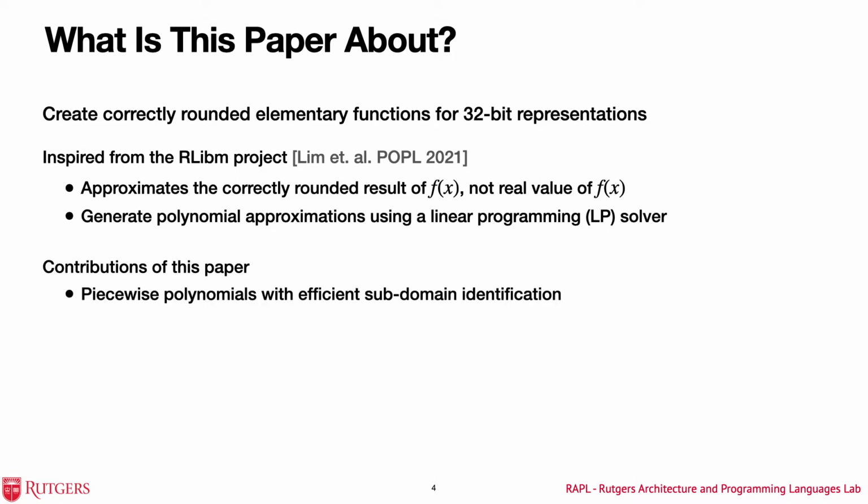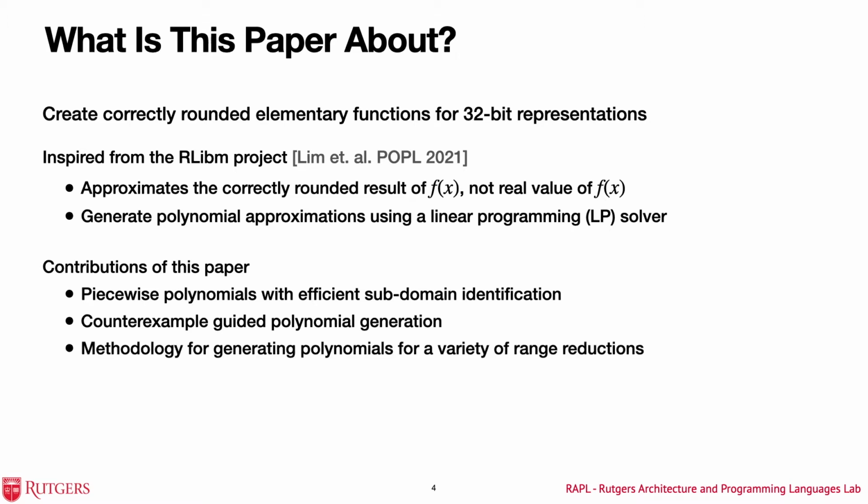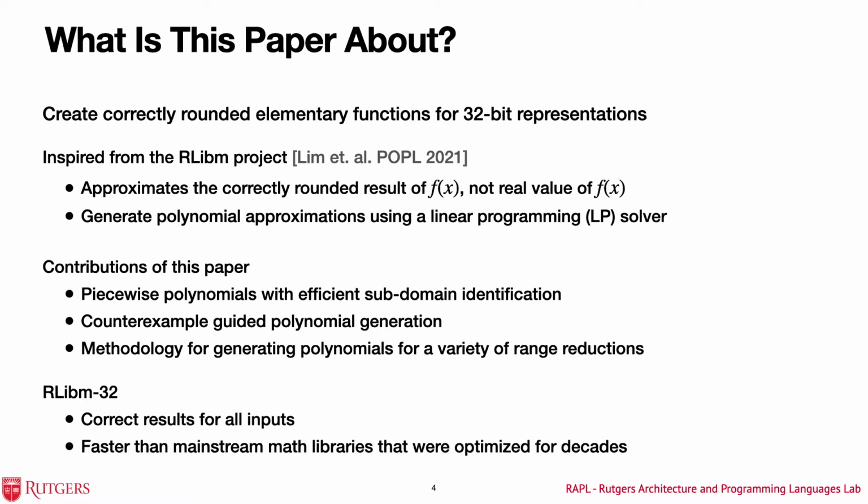First, instead of trying to generate a single polynomial for all inputs, we generate a piecewise polynomial. Second, we use a program synthesis-inspired technique to generate polynomial approximations using a handful of inputs. Third, we propose methodologies that support various range reductions. The resulting math library not only produces the correctly rounded results for all inputs, but is faster than mainstream math libraries that have been optimized for decades.